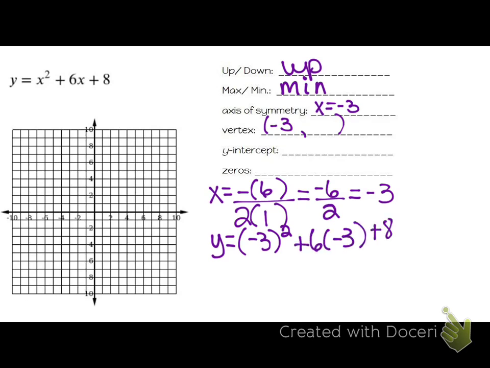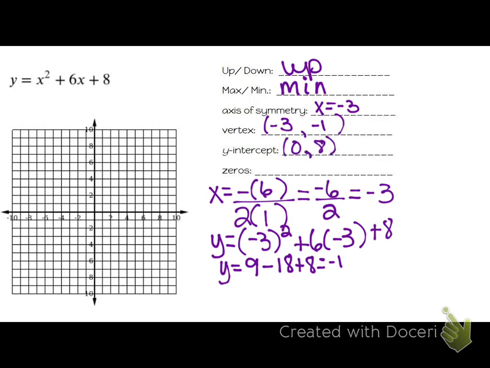All right. What's -3 squared? 9. Then I have -18 not equals, plus 8. So 9 minus 18 plus 8, what does that equal? -1. So my y value is -1. So if my y value is -1, I also know that the minimum value of my parabola is -1. All right, what's my y-intercept? 0, 8.